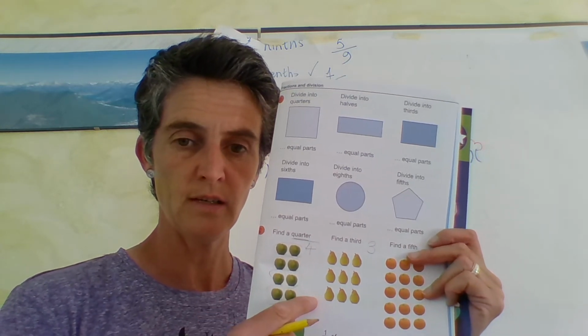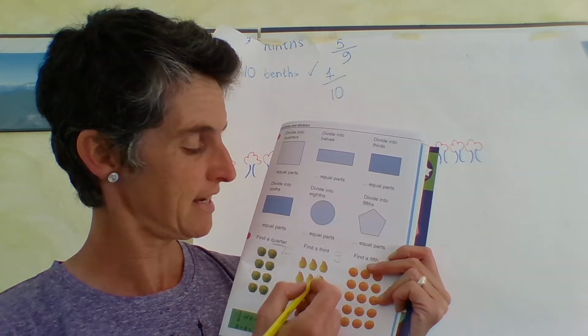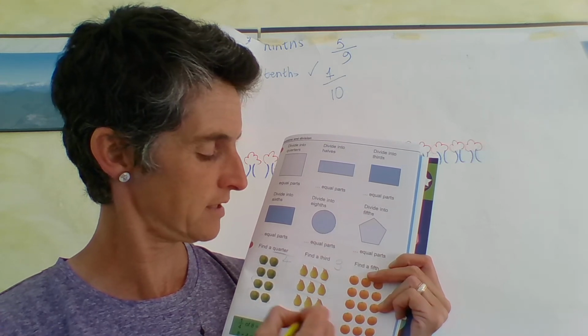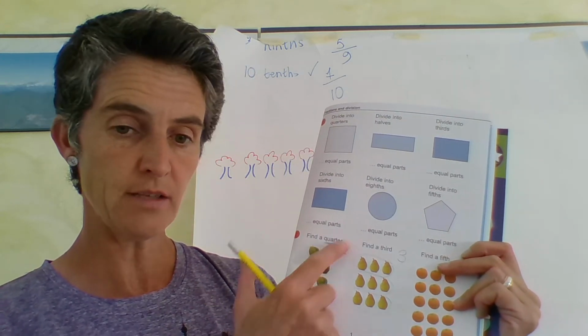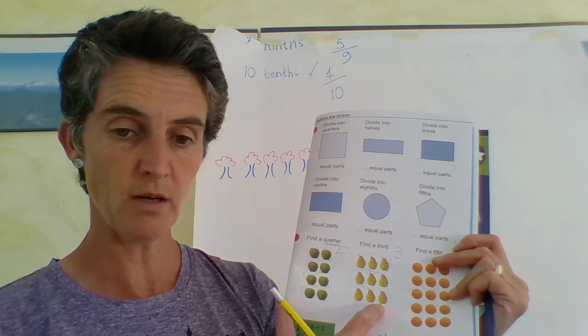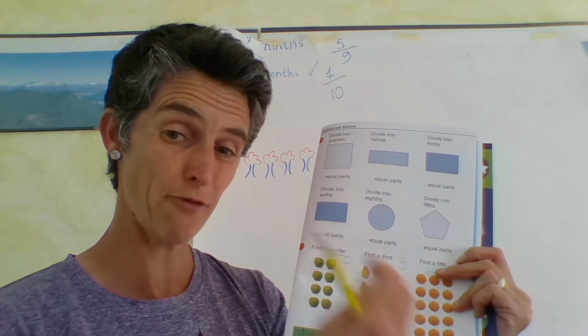Now, as luck might have it, I can see again, I can make 3 equal groups. I've got 1 group, 2 groups, 3 groups. I've made 3 equal groups: a top group, a middle group, a bottom group. And they're all the same size. They have to be the same size, don't they, these groups, because it's fractions.